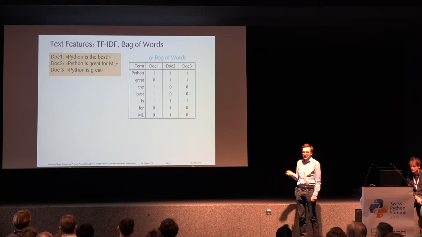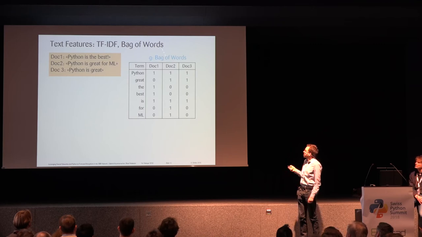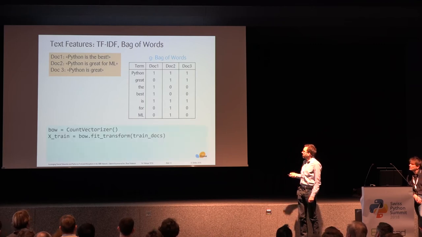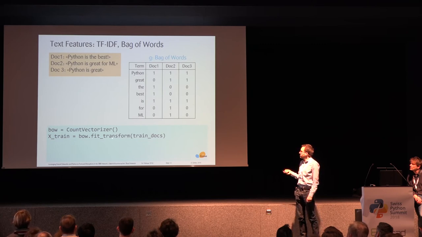This is called bag of words. And this is the basic representation of text. So now you can map your documents into vectors. And you can do this with scikit-learn. It's called CountVectorizer, and you can fit_transform your training documents and get this matrix.